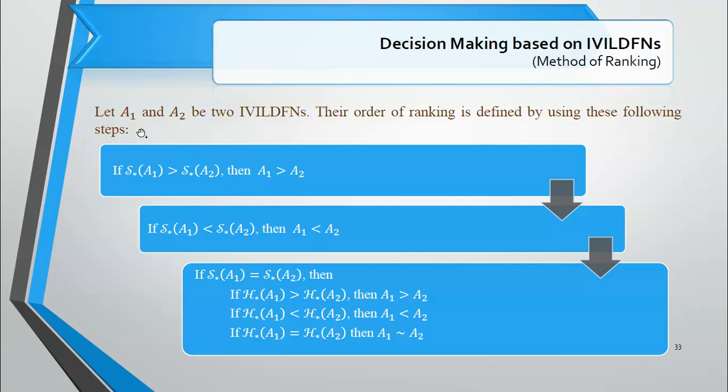So, if we consider A1 and A2 to be two alternatives, these are the steps. If the score of A1 is greater than the score of A2, then we can say A1 is greater than A2. Similarly, if the score of A1 is less than the score of A2, then A1 is smaller than A2. Now, if the score of A1 equals the score of A2, then we go to the accuracy function. If the accuracy function of A1 is greater than that of A2, then A1 is greater than A2. Similarly, if it is less, then A1 is less than A2. And lastly, if the score as well as the accuracy function are the same, then A1 equals A2.